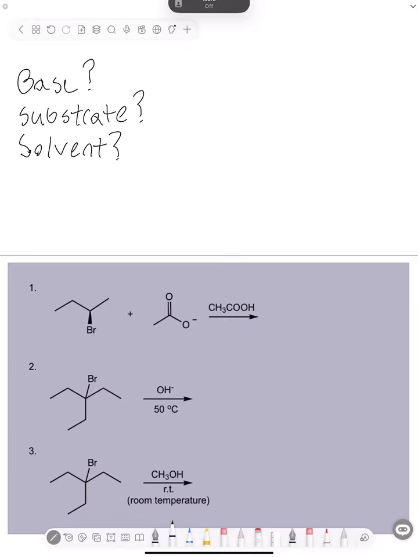When dealing with an SN1, SN2, E1, E2 reaction, I like to go through our checklist. Is the base strong or weak? What's the classification of the substrate? And is the solvent protic or aprotic? So let's take a look at the base.